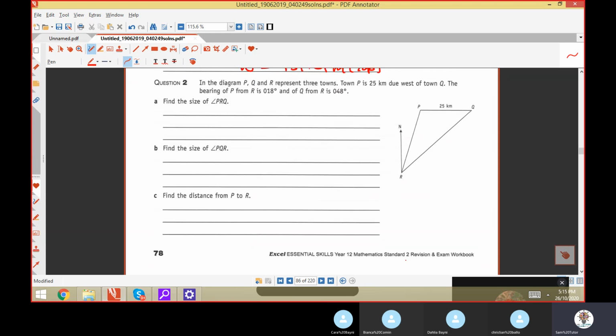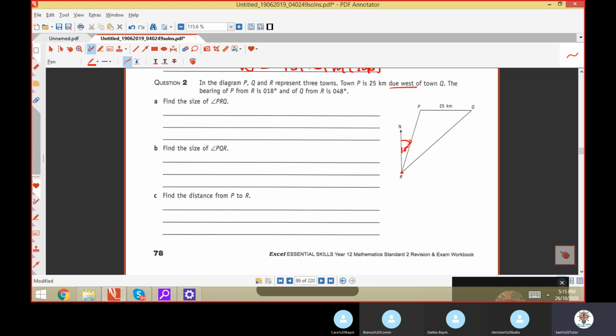All right, let's do these questions again, okay? So in the diagram, PQR represents 3 towns. Town P is 25 kilometers due west. Now, in the question when it says due west, it literally just means due west. No angle up or angle down. It just goes west of town Q. The bearing of P from R is 018 degrees.